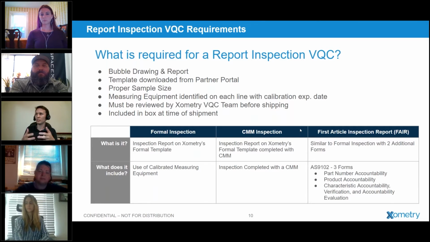So these are templates that you can download through the partner portal. You are going to be inspecting through a bubble drawing to go back to feature 1, feature 2, feature 3. And again, this is something that is mailable. It's going to be something that's in the package. We have proper sampling sizes. So if you go to the partner guide, you can see where we sample, but they're standard sample sizes that you'll be using.